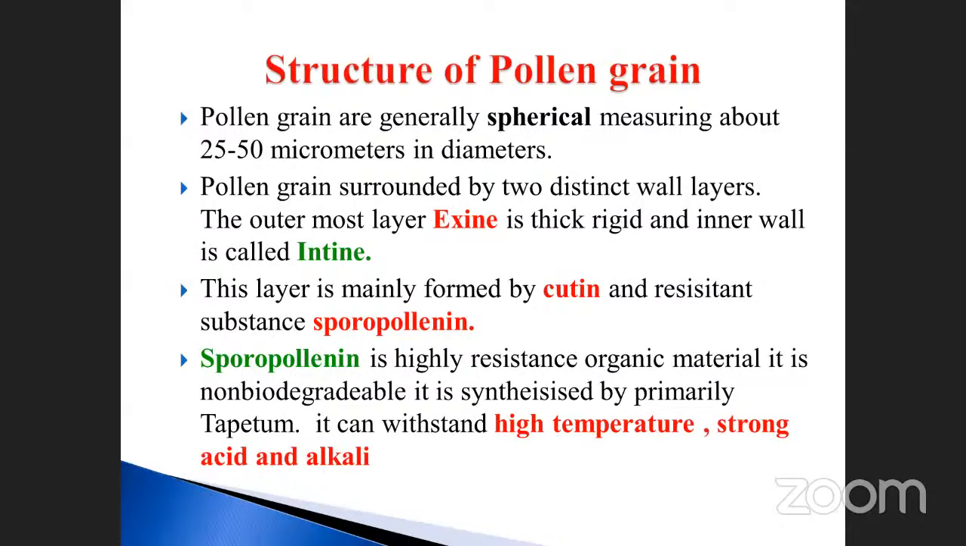Sporopollenin is synthesized primarily by the tapetum. Note that down. It can withstand high temperature and low temperature, strong acid and alkali. It cannot be easily destroyed. That's why the sporopollenin present in the pollen grain lets it survive for many years.